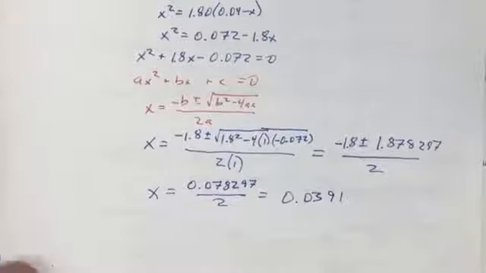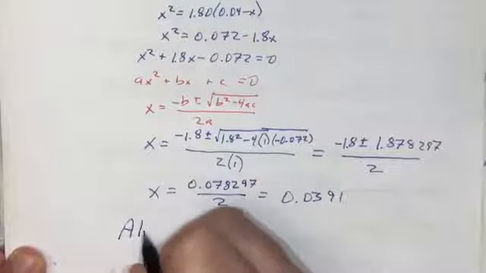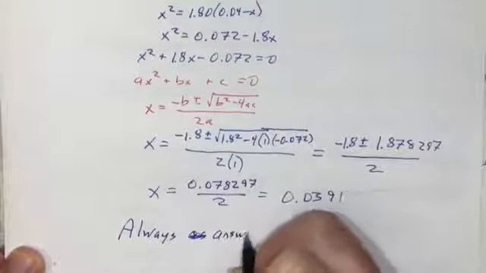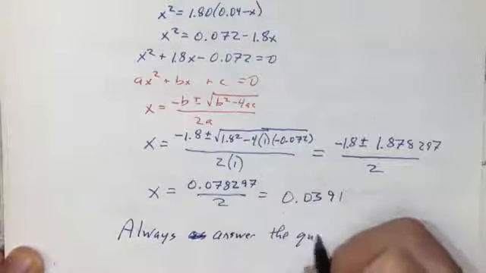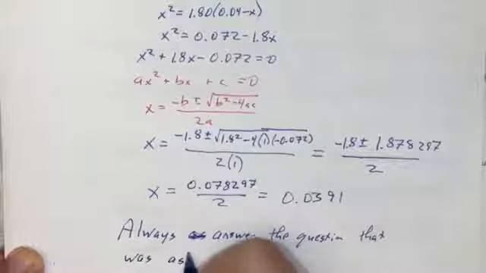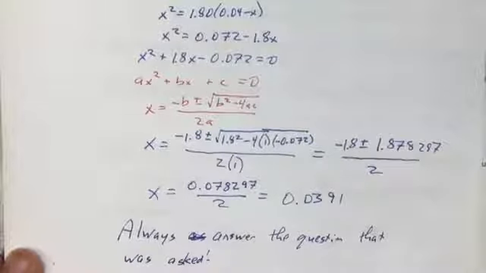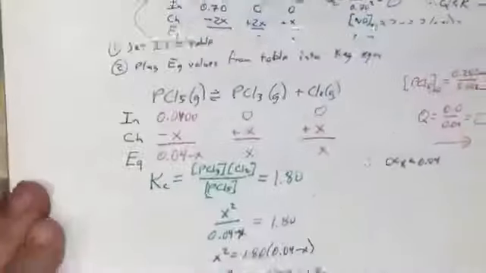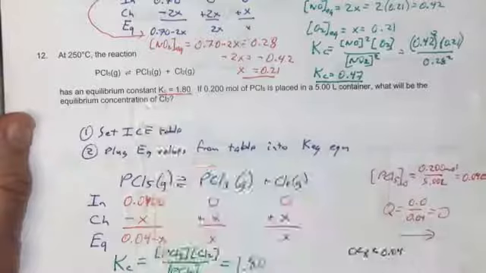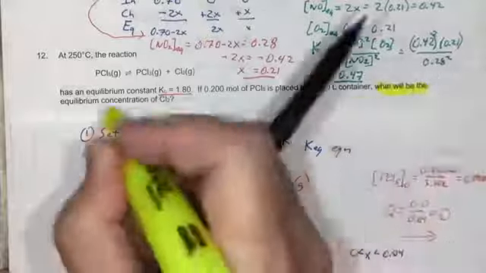Now, here's a suggestion that you have to especially watch when you are doing equilibrium problems, and that is always answer the question that was asked. You don't want to do all this work and then choose the wrong answer because you were not answering the question that was asked. So look at the question that was asked. This says, if 0.2 moles is placed in a 5-liter container, what will be the equilibrium concentration of chlorine?